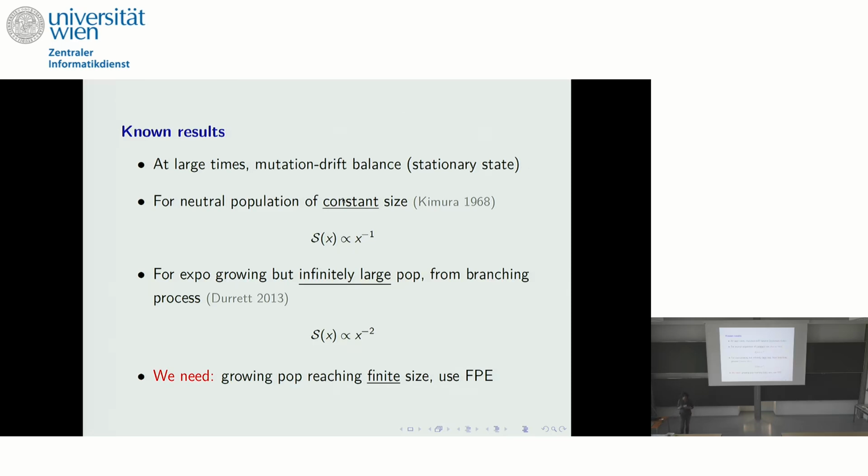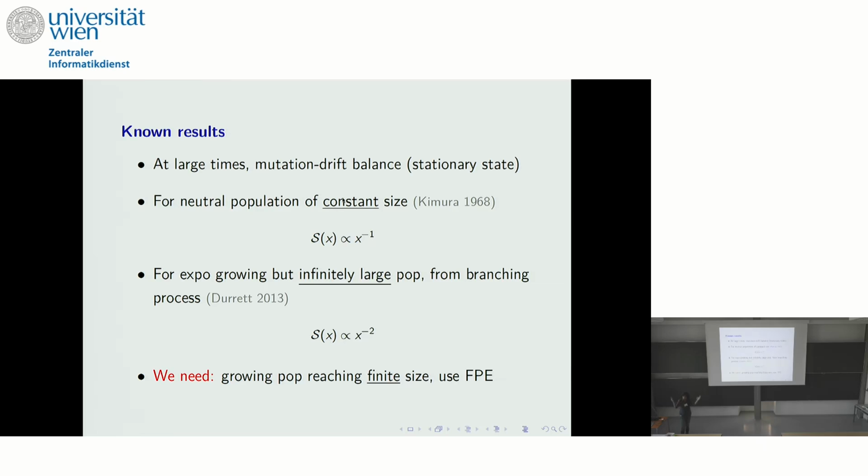What is known about this? Because it's a classical quantity, what is known about it? One classical answer is that if you look at large times where mutations are coming and leaving because of absorption, then a mutation-drift pattern is reached. If I have a neutral population of fixed size, then the sojourn time, or the SFS, the site frequency spectrum, decreases as 1/x, x being the mutant frequency. So that's a well-known result.